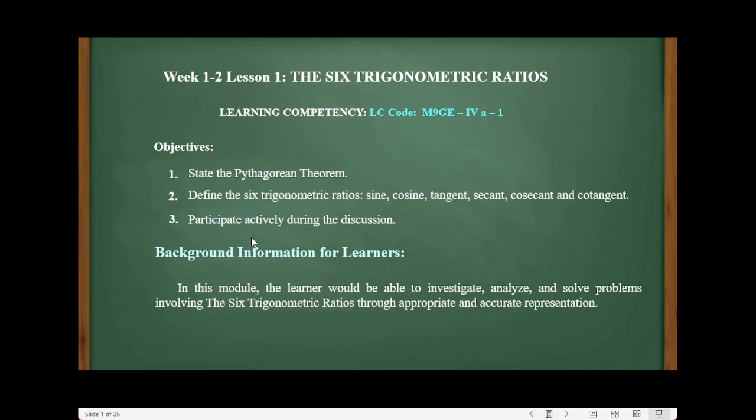Now, in this slide presentation, we have the same set of objectives. State the Pythagorean theorem, and in turn, define the six trigonometric ratios. At this point, I'm expecting everyone to just consider the first four. Why first four? Because I have already discussed the sine and cosine, and in this video we will consider the next two, the tangent and the cotangent trigonometric ratios.